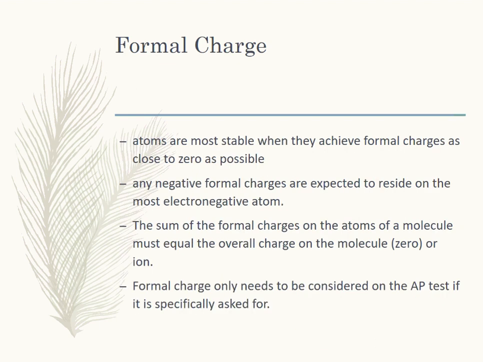A couple things about formal charge. Atoms are most stable when they achieve formal charges as close to 0 as possible. Any negative formal charge is expected to reside on the most electronegative atom. So where the extra electrons lie, it should be on the most electronegative piece. The sum of the formal charges on the atoms of a molecule must equal the overall charge on the molecule, 0, or the charge of the ion. As far as formal charges go, you only need to consider them on the AP exam if they're specifically addressed.